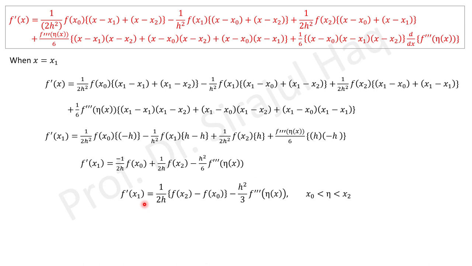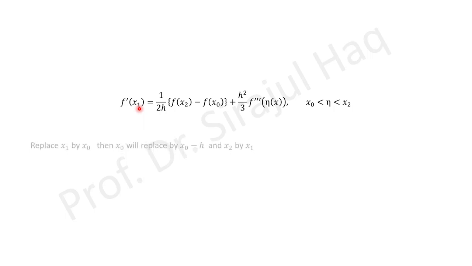Now you can see that I have taken 1 over 2h common, so this will give you the approximated value at x equal to x1, and this will be the corresponding error term. This formula is called the midpoint formula. This is the formula which we derived right now. I am focusing on this x1 because I would like to see the same point in every formula, so that's the reason I would like to replace this x1 by x0.